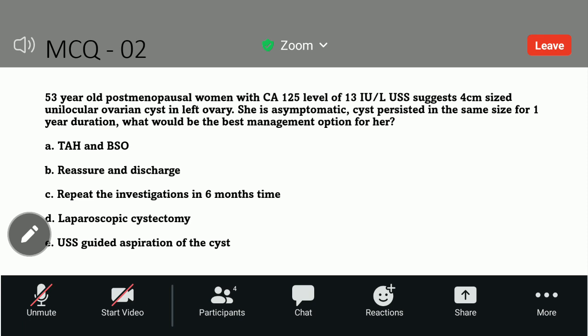So we can go for the laparoscopic cystectomy. No need to do the TAH and BSO because this is totally a benign one, according to the question. Reassure and discharge we can't do because that is persisting for 1 year duration. Repeat the investigation in 6 months? No, because it has been already persisted for more than 1 year. Laparoscopic cystectomy, we can do, that is the thing we have to do. Aspiration can't be done.